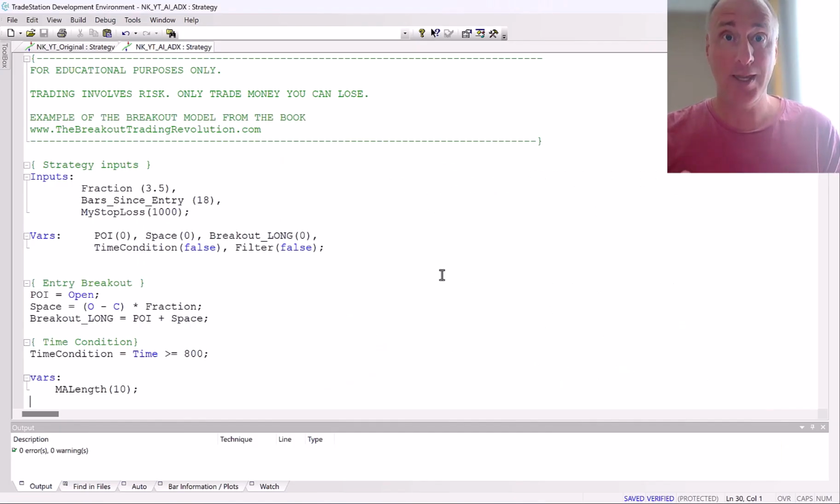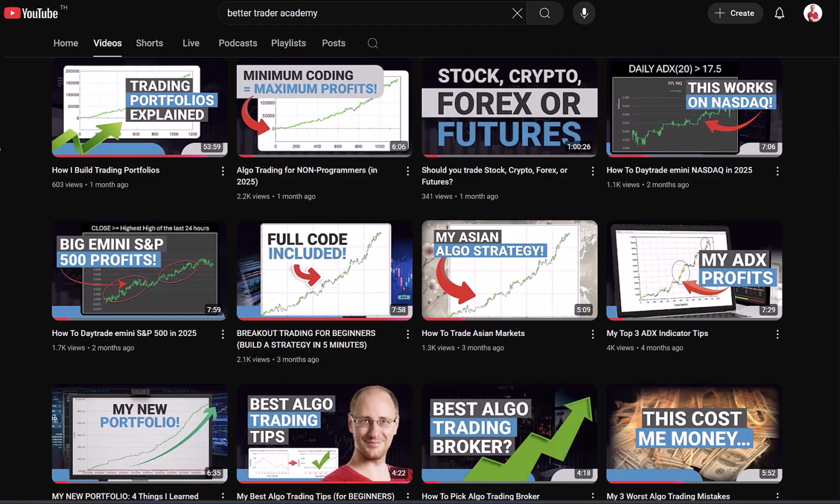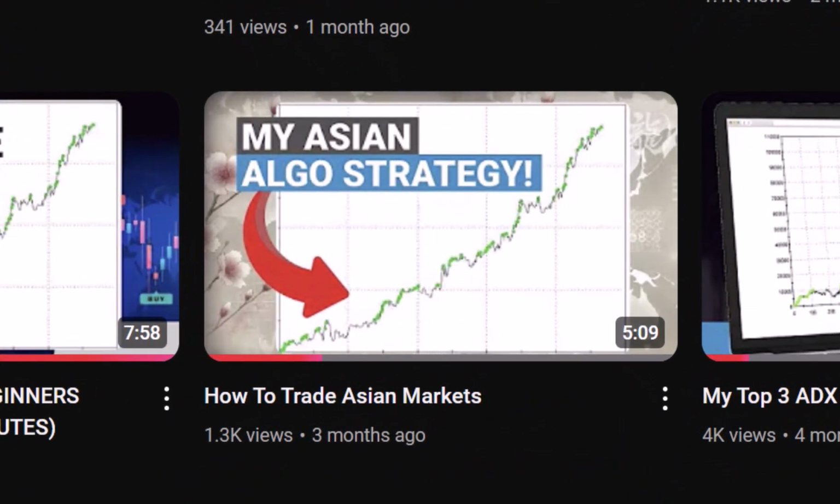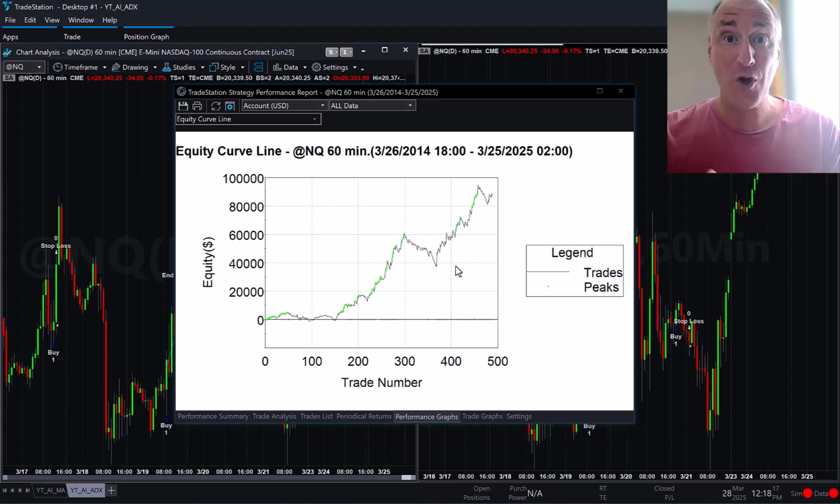What we are using here is a simple strategy, which I built with the formula from the Breakout Trading Revolution book. Initially, this strategy was built for Nikkei, but then it came out the strategy can work pretty well on E-mini Nasdaq as well. The only issue was that in this raw state, it's still quite untradeable.